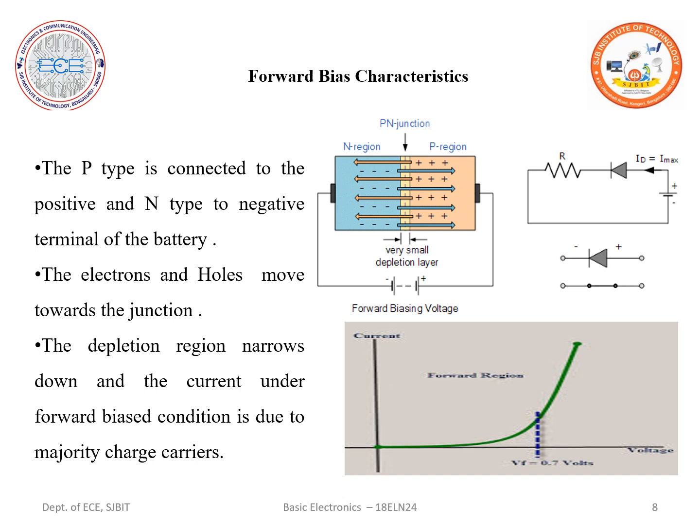Now, as a result, like poles have a tendency to repel each other. The holes move away from the junction and the electrons also move away from the junction. As a result, the depletion region is going to narrow down. The width of the depletion region is going to narrow down.